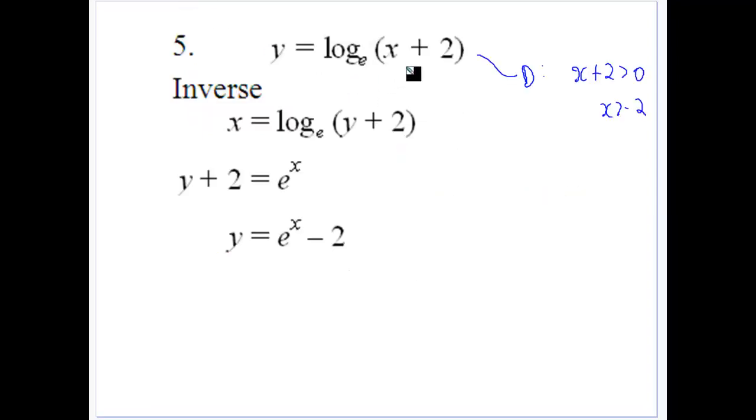Log of x plus 2, power of e. Again, all we've got to make sure is that because of the nature of the function, our domain's restricted already, so it shouldn't work out too bad.